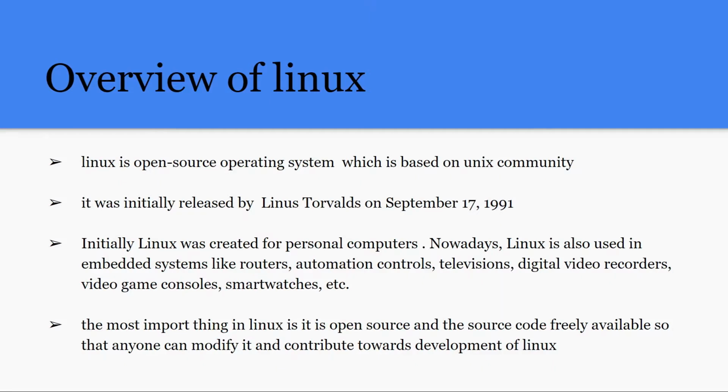Overview of Linux. As we know, Linux is an open source operating system which is based on the Unix community model. It was initially released by Linus Torvalds on September 17, 1991. Initially, Linux was created for personal computers. Nowadays, Linux is also used in embedded systems like routers, automation controls, television, digital video recorders, video game consoles, smartwatches, and so on. The most important thing in Linux is that it is open source and the source code is freely available, so that anyone can modify it and contribute towards Linux development.